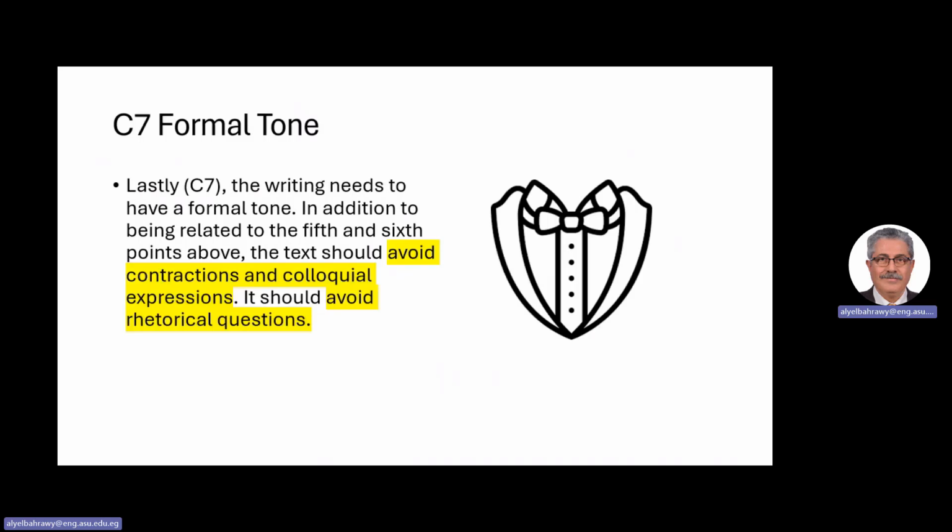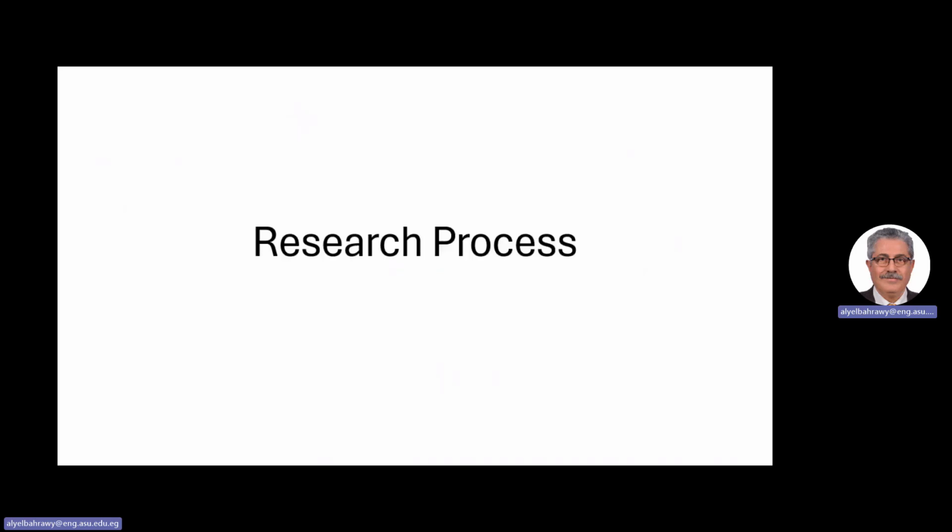Formal tone is C7, where writing needs to have a formal tone, in addition to being related to the fifth and sixth points above. The text should avoid contractions and colloquial expressions. It should avoid rhetorical questions.